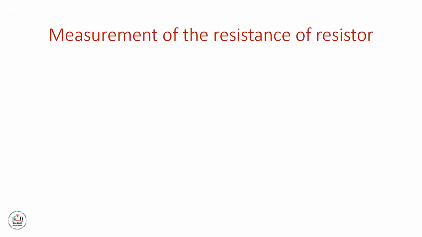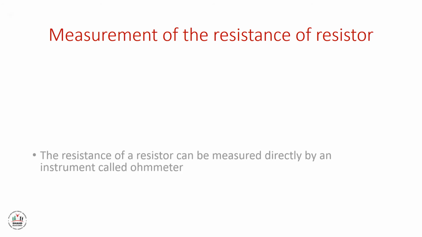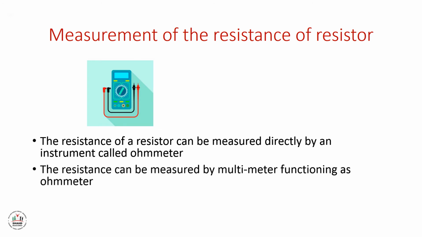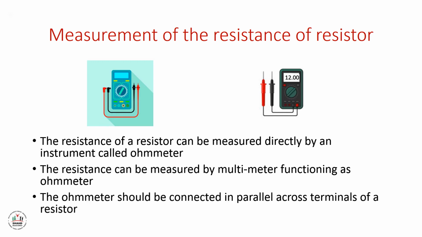Now we will move to the measurement of the resistance of the resistor. The resistance can be measured directly by an instrument called an ohm meter. The resistance can also be measured by a multimeter functioning as an ohm meter. The ohm meter should be connected in parallel across the terminals of the resistor.